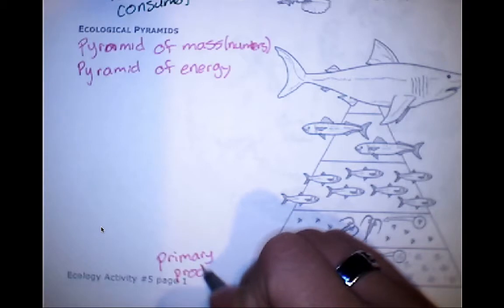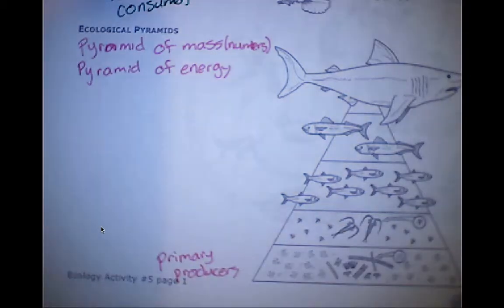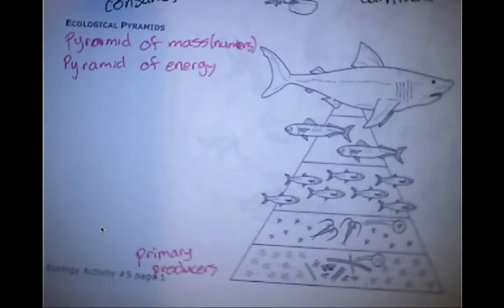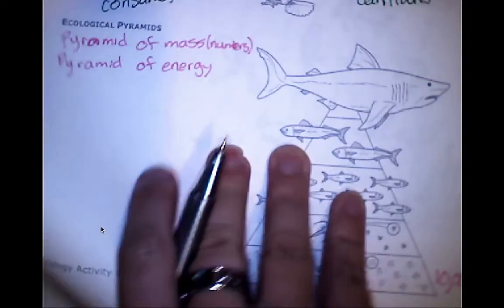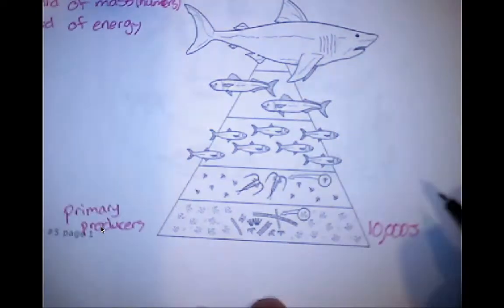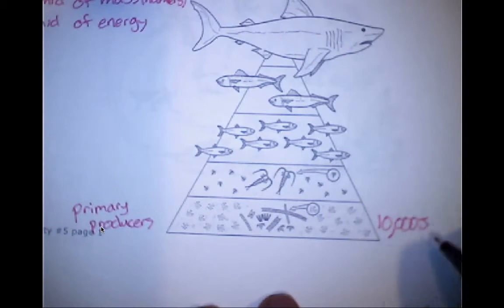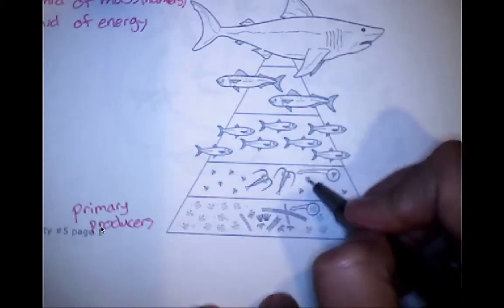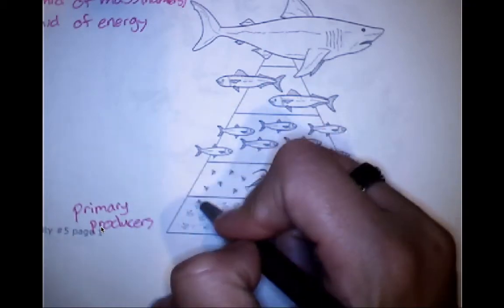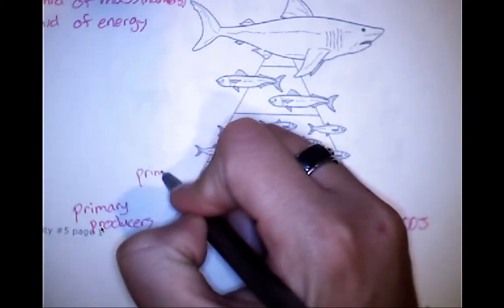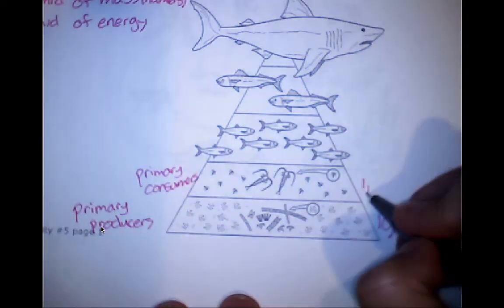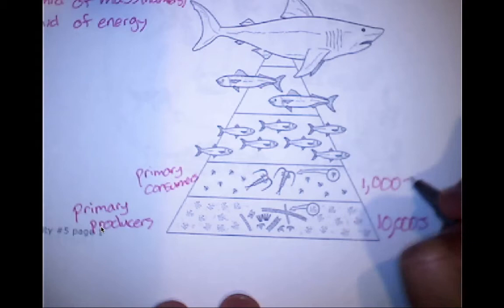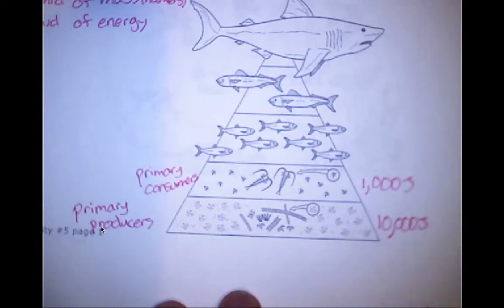We're going to do a little math here. It's not hard math, guys. So at this level, let's just say, for argument's sake, that there's 10,000 joules of energy at this level. Okay, it's just a unit of energy. When the primary consumers get eaten, they lose 10% of the energy, so it goes down to 100 joules.